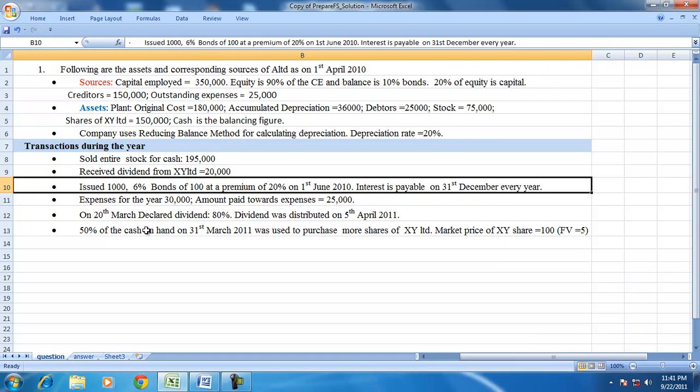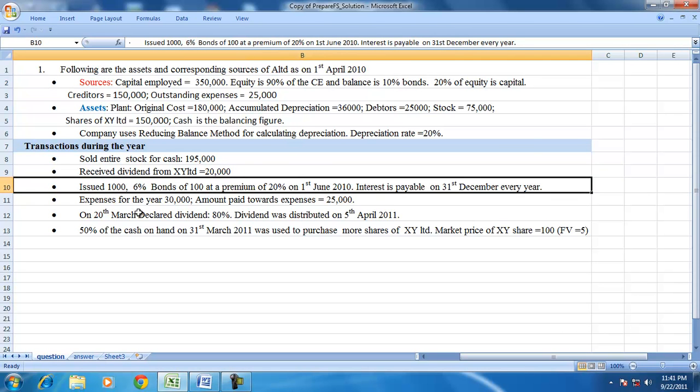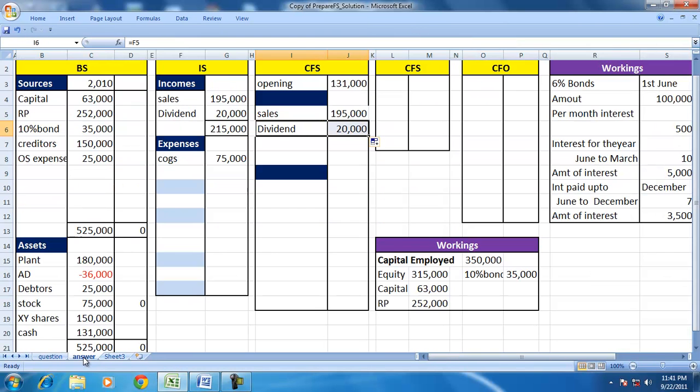Then the company issued 6% bonds. You already have 10% bonds, but now we are issuing new bonds at the rate of 6% at a premium of 20% on 1st June 2010. Interest is payable on 31st December every year. So we need to make some calculations.